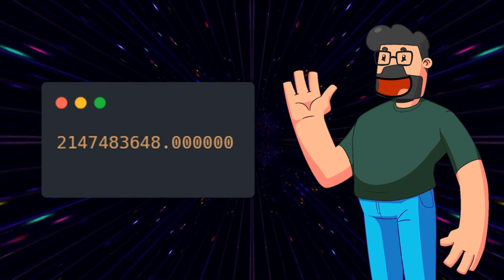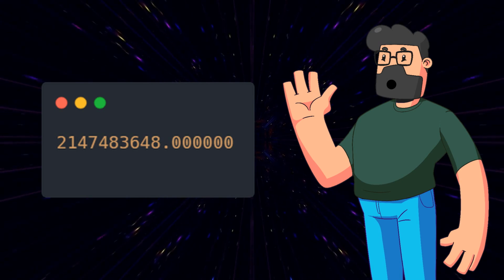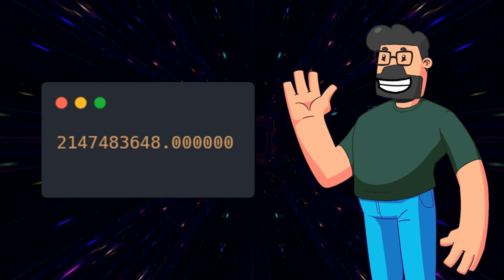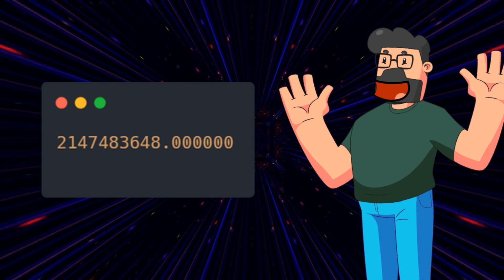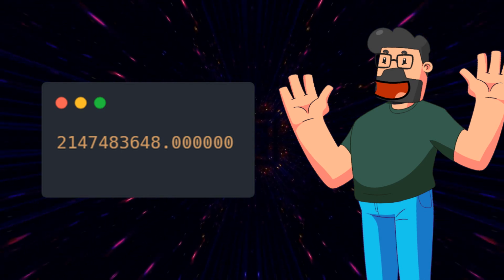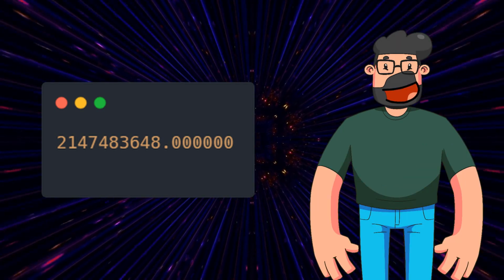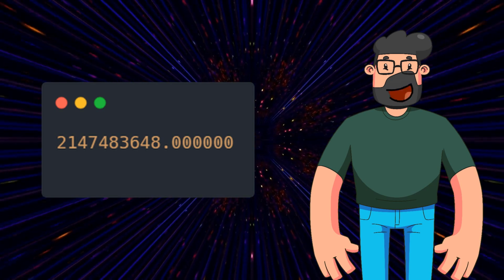When you try to represent the integer 2147483645 as a float, it gets rounded up to 2147483648. This rounding up is what leads to the unexpected behavior in the comparison within the code.